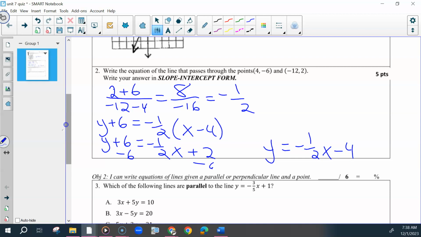Anyone have questions on that one? For the most part, we did fine there. Some of us forgot our negative, which threw everything else off, so be careful there. Some of us didn't simplify, so I gave you this, but if you didn't simplify again, you got points taken off.